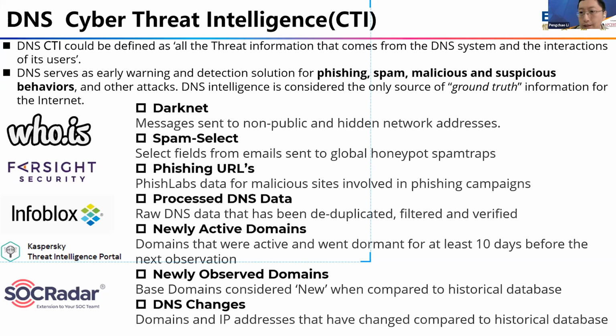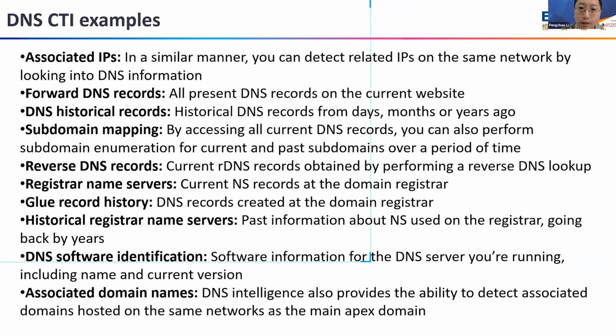So we can get CTI of DNS from sources of commercial providers like Infoblox, Farsight, and others, or from non-profit organizations like Whois providers from all over the world. DNS CTI includes darknet, spam, phishing URLs, etc. So given a query, we can profile a DNS with CTI. So there are some examples listed below.